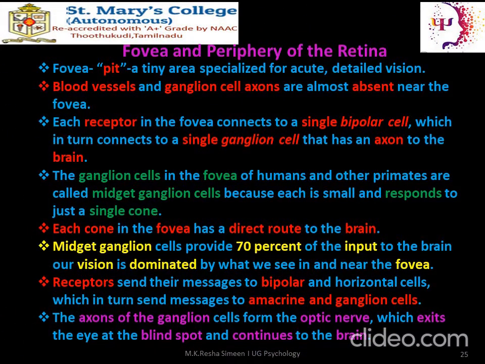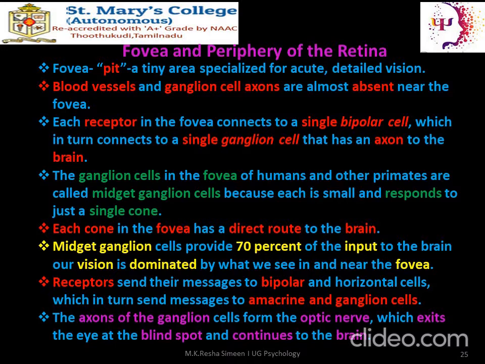Fovea and periphery of the retina. The fovea, a pit, is a tiny area specialized for acute, detailed vision. Blood vessels and ganglion cell axons are almost absent near the fovea. Each receptor in the fovea connects to a single bipolar cell, which in turn connects to a single ganglion cell that has an axon to the brain.